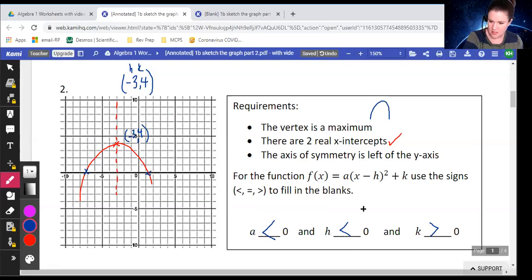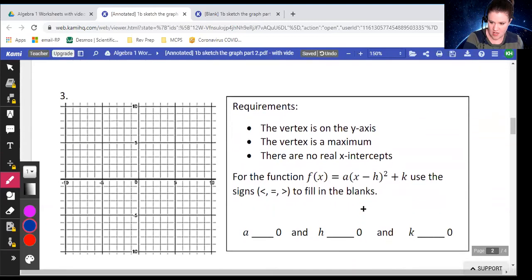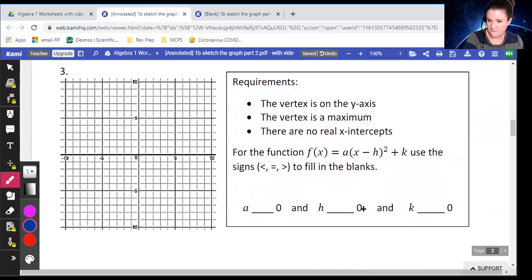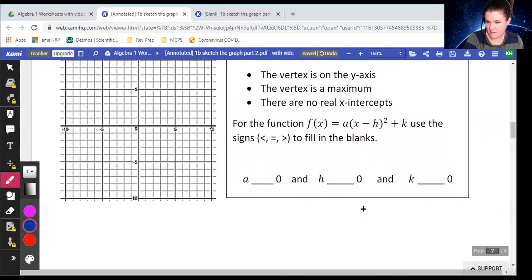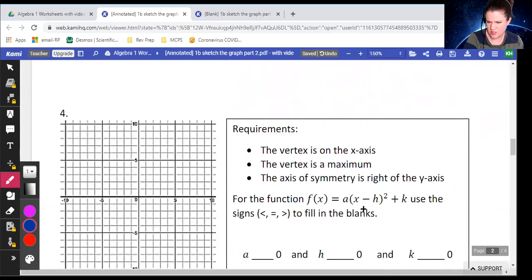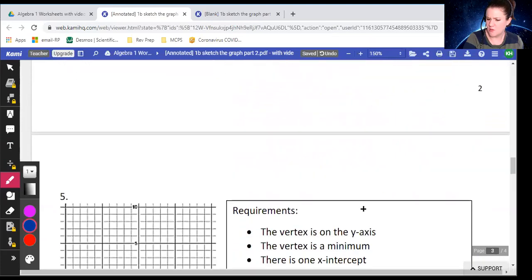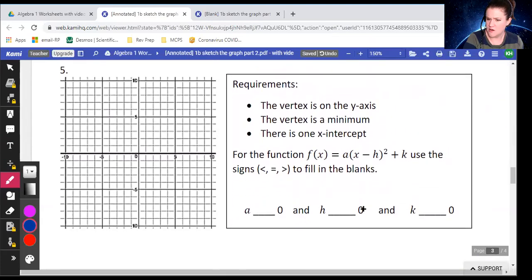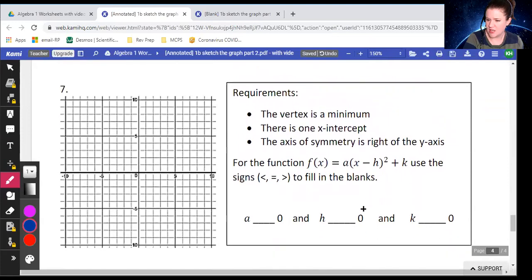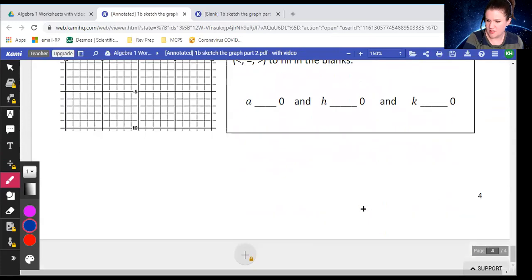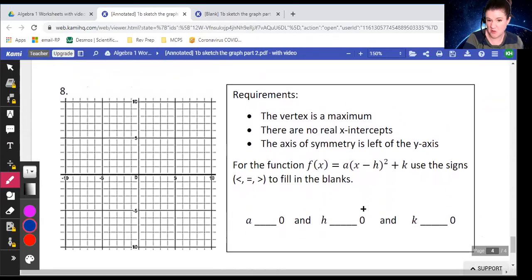Okay, maybe we'll try another one. These ones are vertex and y-axis minimum, no real x. It's pretty similar to the first one. We could do that one. Let's go to the end. Yeah, let's do the last one. Nope, this last one's number 8. Let's do a couple in the back end and then we'll be done.